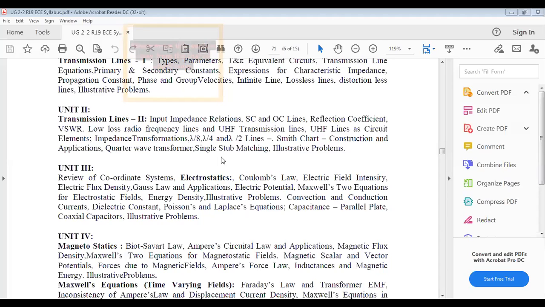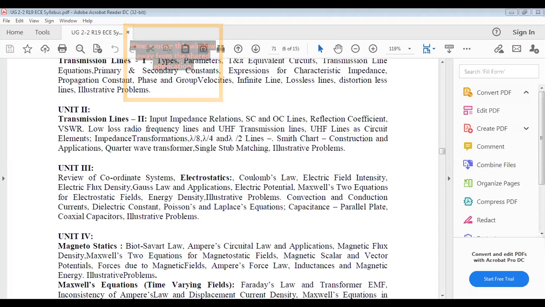What is the basic concept behind coordinate systems? What is the purpose of these coordinate systems? How to identify a single point in a space? For that purpose, they demonstrated the concept called the coordinate system.